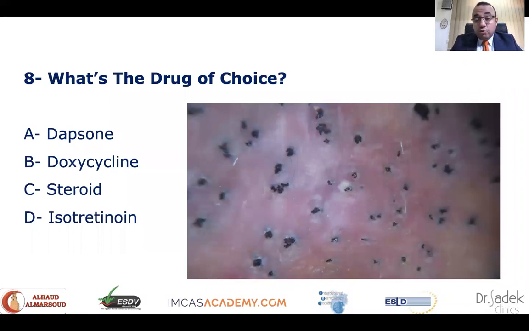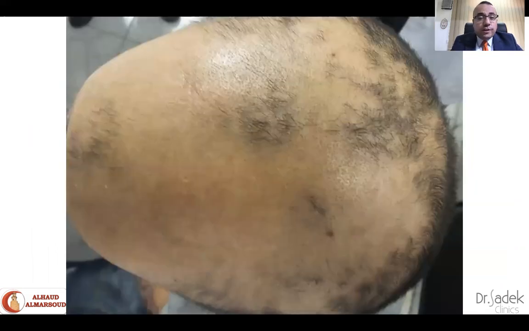And what will be your drug of choice? Dapsone, doxycycline, steroid, isotretinoin? Well, actually, dapsone can help, doxycycline can help, and isotretinoin can help as well, in addition to steroid, because steroid might be needed to suppress inflammation for a short period in the beginning of treatment. So this one is really interesting.